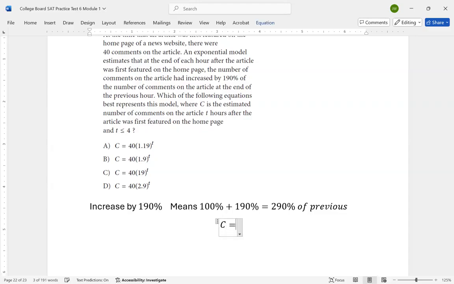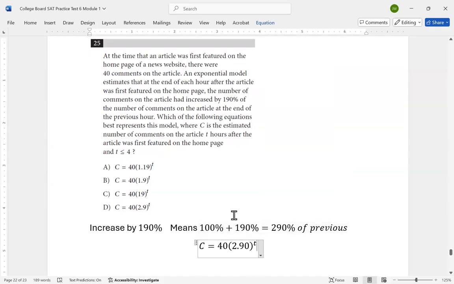So the number of comments is going to start at 40 and then it's going to get multiplied by 2.90 for every hour, and T stands for hours. So repeated multiplication we can write as 2.90 raised to the Tth power. So that's how the model is going to look. That means the answer to question 25 is D. C equals 40 times 2.9 raised to the T power.